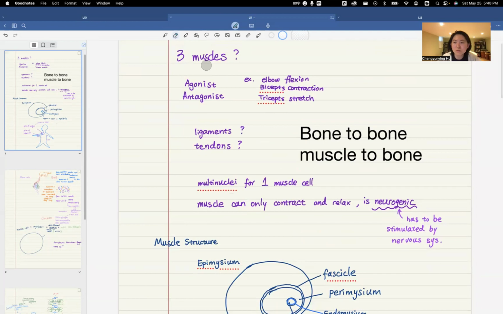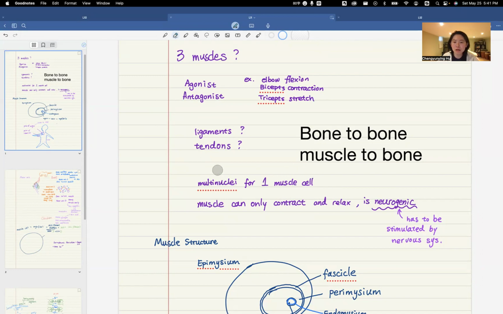Three muscles. What are the three muscles we have? Cardiac muscle, smooth muscle, and skeletal muscle. Agonist and antagonist. When we bend our elbow, the bicep is the agonist. Agonist is the muscle that's contracting, and the tricep is the antagonist. It's basically the opposite of the agonist. Ligament. Ligament is bone to bone. Tendon is muscle to bone.